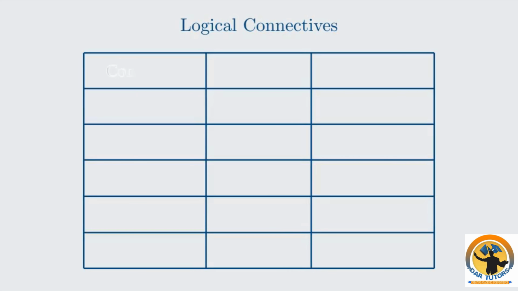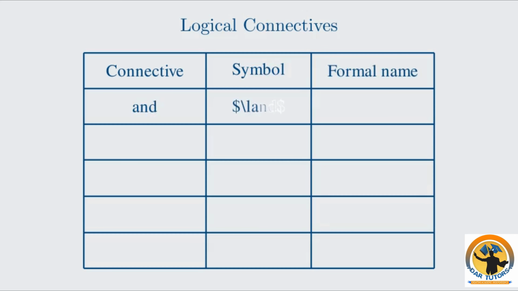The connective AND is called conjunction and is symbolized by an upside-down V. The connective OR is called disjunction and is symbolized by a V. Not is negation, symbolized by a tilde. If-then is implication, symbolized by a right arrow. And if and only if is equivalence, symbolized by a double-headed arrow.